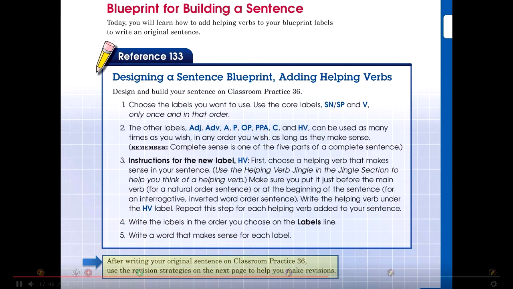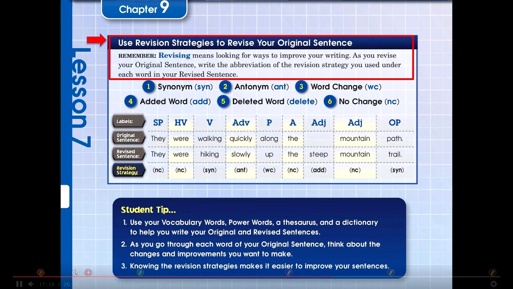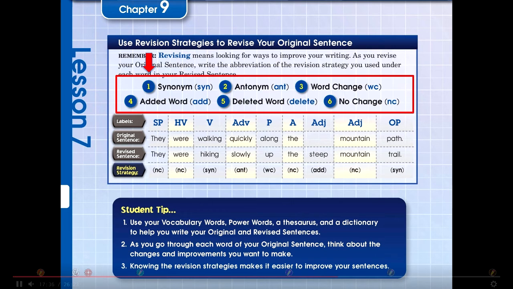After writing your original sentence on Classroom Practice 36, use the revision strategies on the next page to help you make revisions. Use revision strategies to revise your original sentence. Remember, revising means looking for ways to improve your writing. As you revise your original sentence, write the abbreviation of the revision strategy you used under each word in your revised sentence. To improve your writing, using a synonym would mean that you would choose a word that had a similar or almost the same meaning.